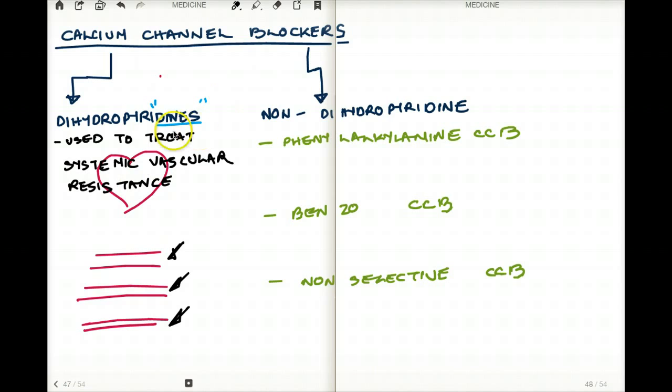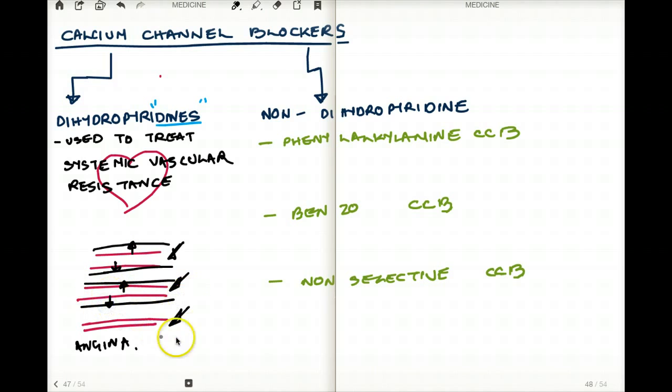Now these dihydropyridine calcium channel blockers, do we use to treat angina? Not dihydropyridines. We do not use dihydropyridines to treat angina. Okay, why do we not use dihydropyridines to treat angina? That's because when these dihydropyridines work on these vessels, what's going to happen? These vessels are going to become larger, right? Because it's reducing the resistance and making the vessel expand.